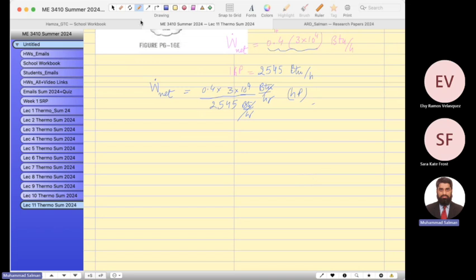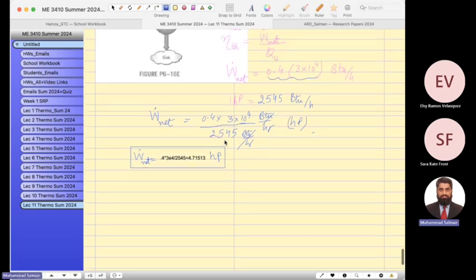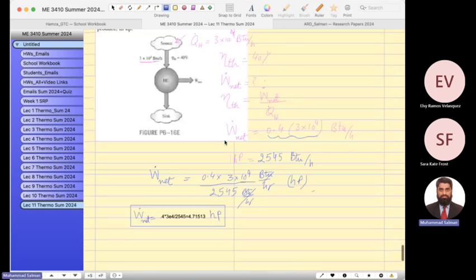If you do the math, let's do this math together. 0.4 times 3 into 10 to the 4 divided by 2545. 2545. 4.71 horsepower. Do you agree with your professor? Will you be able to solve these problems in your quizzes or test?